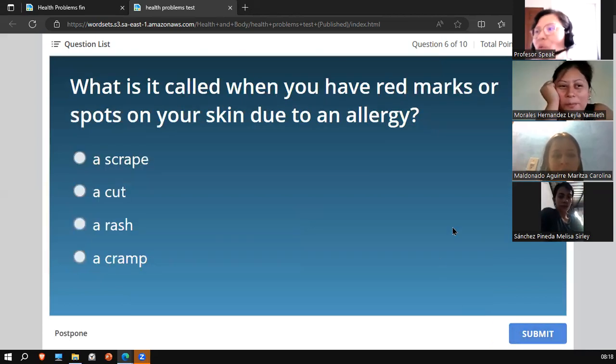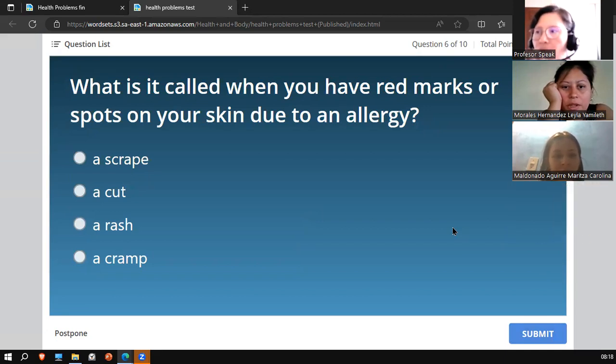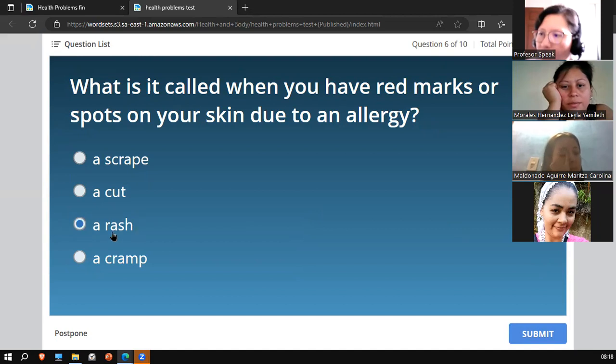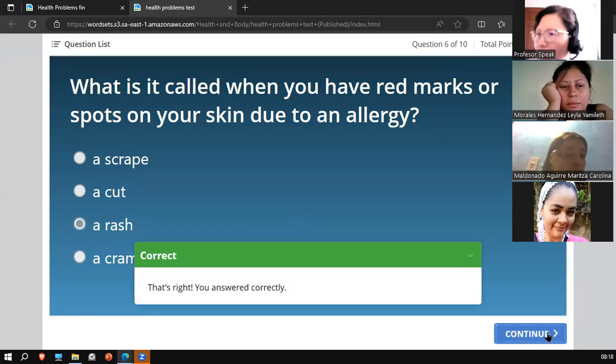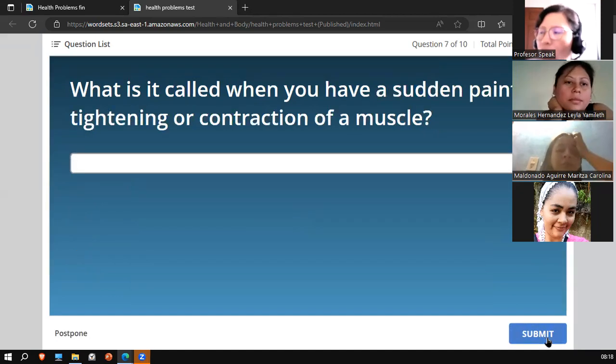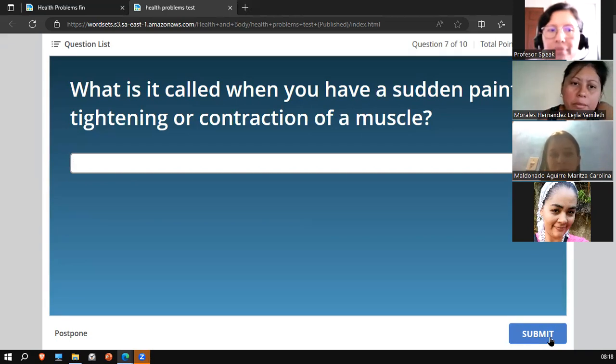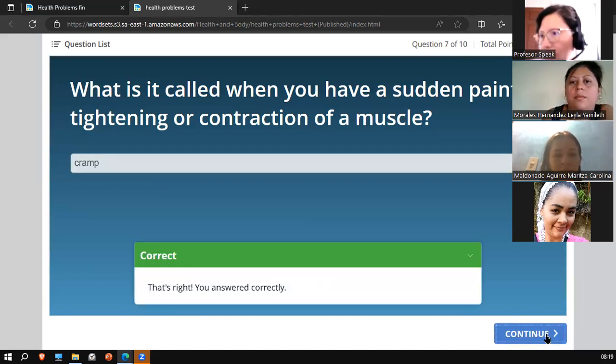What is it called when you have red marks or spots on your skin due to an allergy? A rash. Very good, a rash, right? What is it called when you have a sudden painful tightening or contraction of a muscle? A cramp. Okay, a cramp. Like this? Yes, correct. It's a cramp.